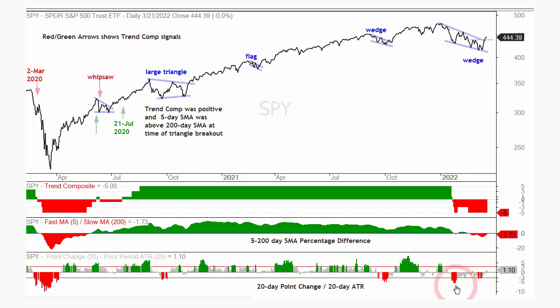We can also see this price thrust indicator I have, which is the 20-day point change divided by the 20-day average true range. Basically, when you get above +3, it means you've had a 3 ATR advance. That's green, that's bullish, and that's what we got with this breakout here in October. Then in late January, we got a 3 ATR decline. That is bearish. It shows a price thrust to the downside, and that needs to be reversed with a price thrust to the upside. We have yet to see that.